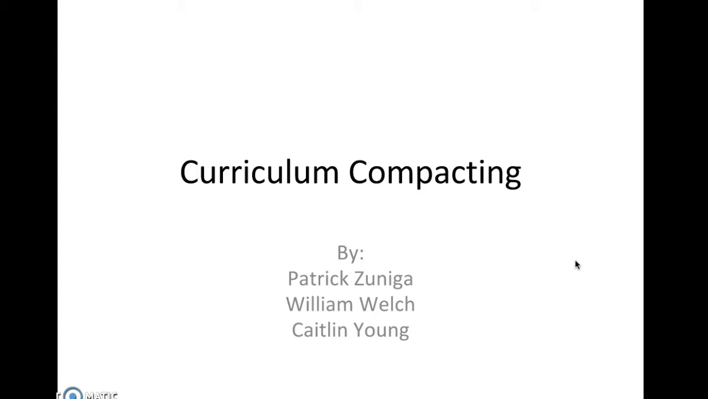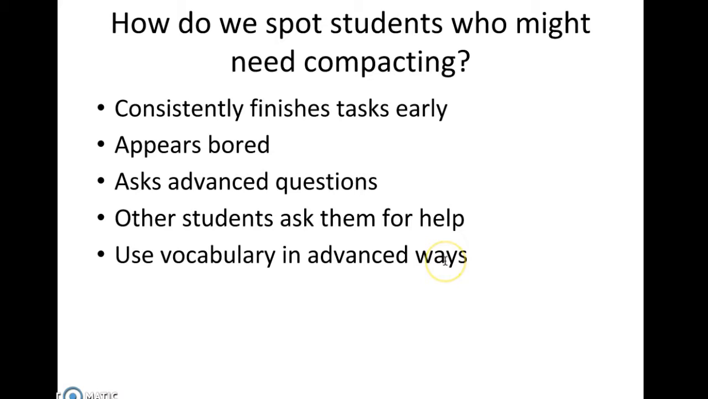So we want to be thinking about the students in our class who might need compacting. So how do we spot these students? You've probably seen them in your classroom. They're the students who consistently finish tasks early. Oftentimes they'll appear bored or be playing games. Often they ask advanced questions that are above the level of normal students in the class. During individual projects, we will often see other students asking them for help. We also see them using the vocabulary of the topic in advanced ways.